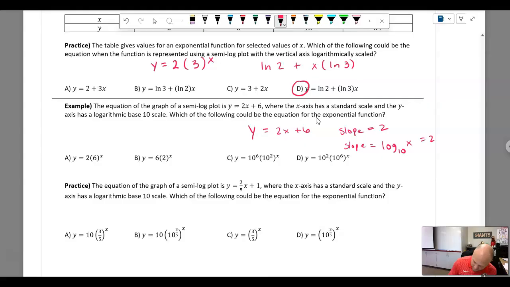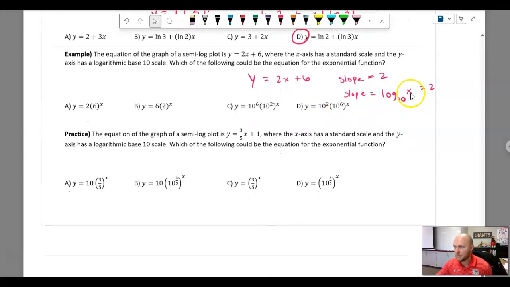Base 10, this is going to be equal to 2. So what would be that number that would give me 2? And so that's going to be 100. So log base 10 of 100 is equal to 2. Okay, so my base is going to be 100 or 10 squared. Okay, and the only option up here is going to be C. So I like C as an answer.